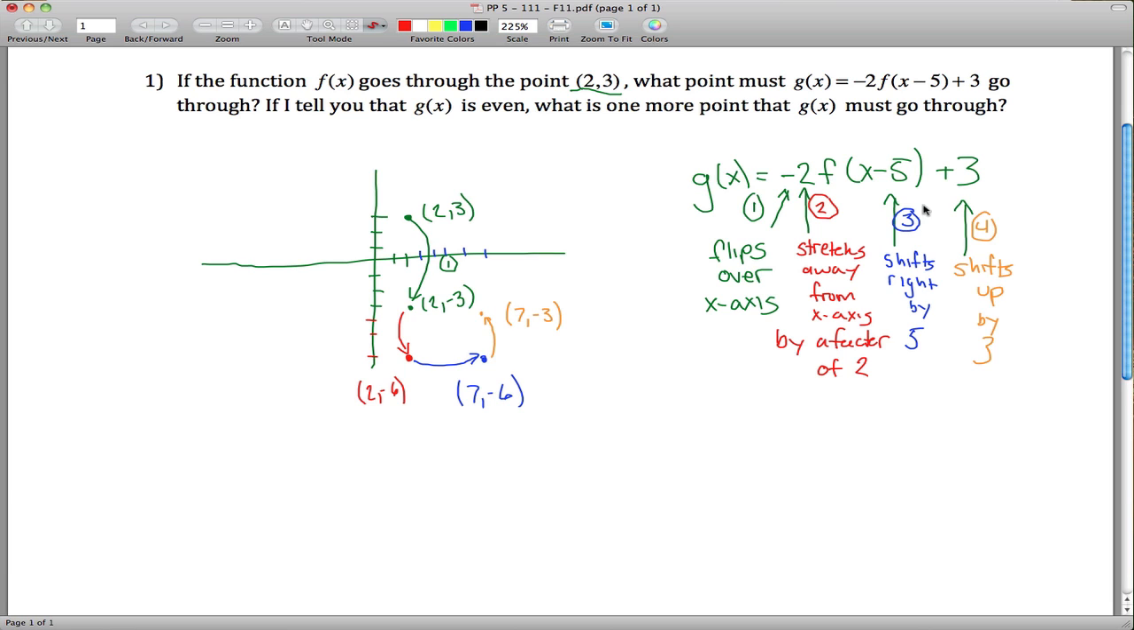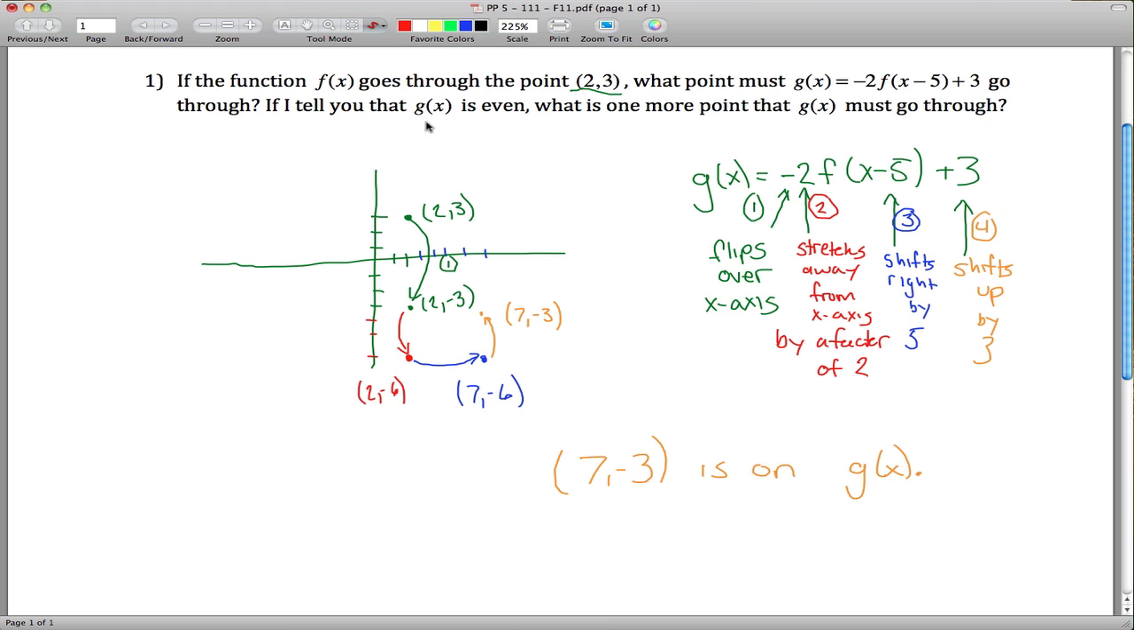So if we do all 4 of these transformations, this point that used to be at (2, 3) is now at (7, -3). So (7, -3) is on g of x. And now we're halfway through. That answered the first question here.